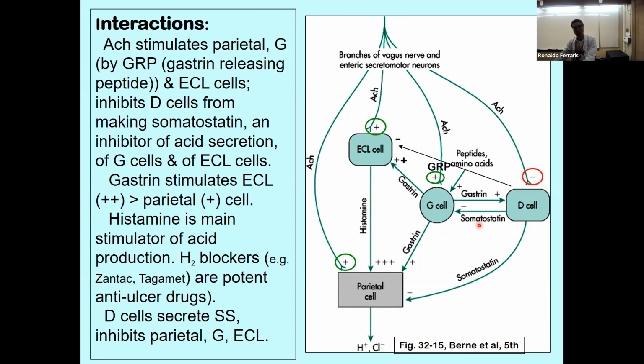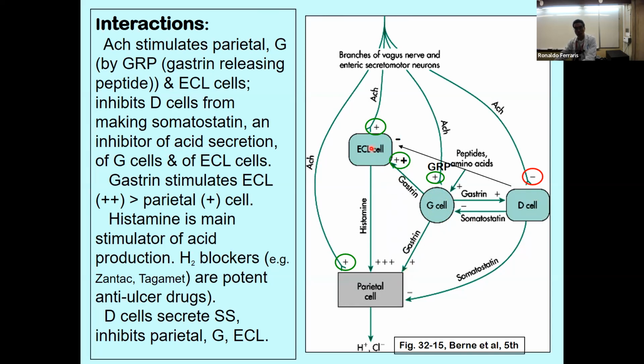Now the D cell makes somatostatin. Recall that from the previous slide. So acetylcholine is very potent because it stimulates the positive regulators of acid production and it inhibits the negative regulator of acid production. Now let's look at the secretory product of the G cell, gastrin. The G cell makes gastrin, and gastrin stimulates ECL cells, shown there, and also stimulates the parietal cells, shown here.